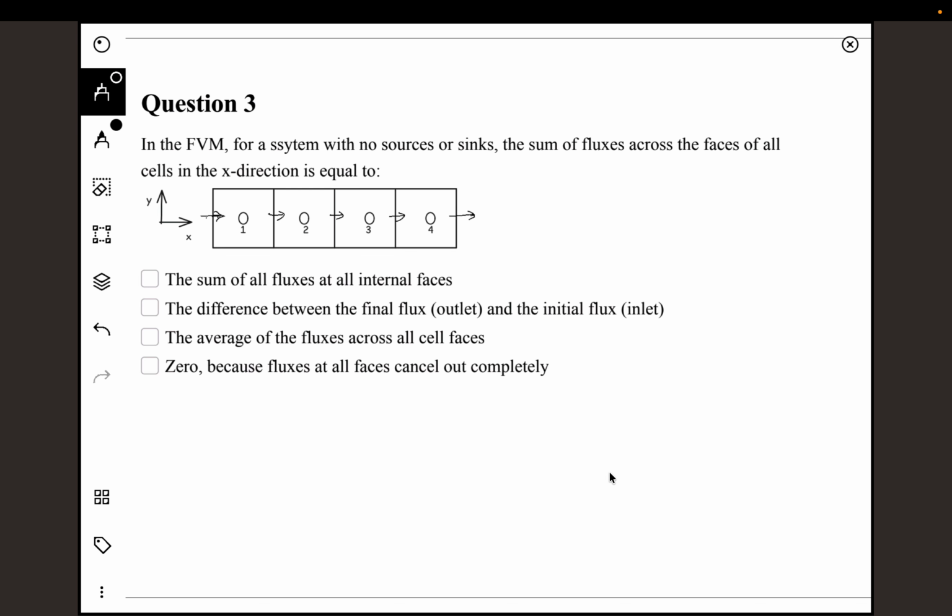So this question says that if there are no sources or sinks, the sum of fluxes across the faces of all the cells, if I take all the cells, then that should be equal to whatever is going out minus whatever is coming in.